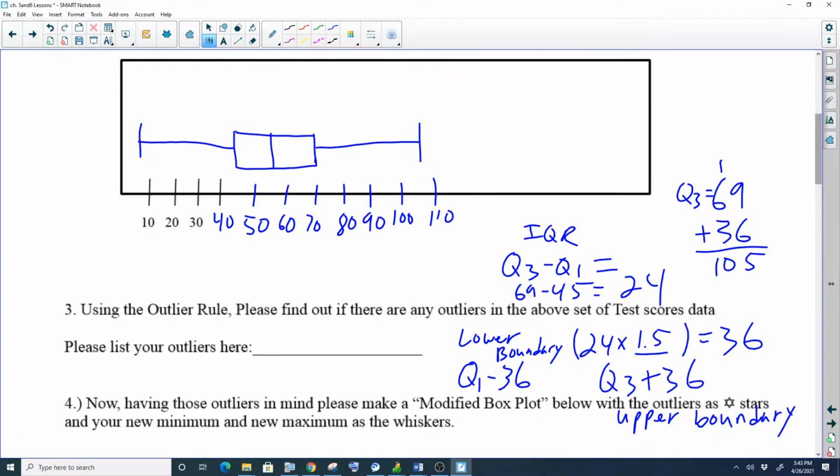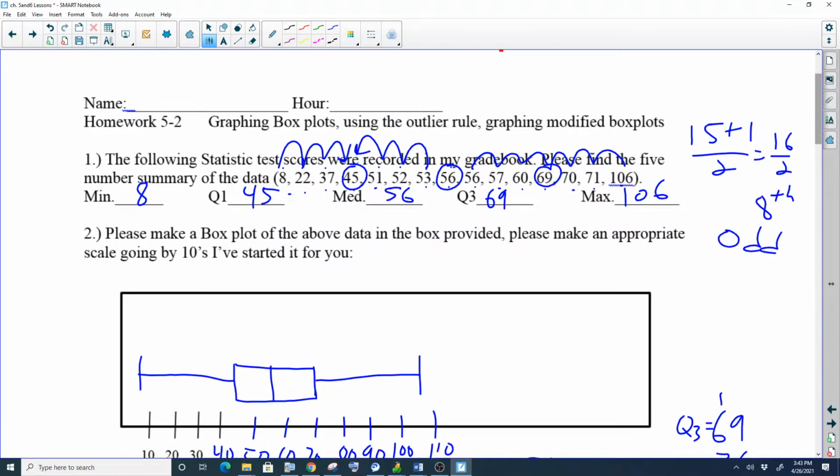And since 105 is an upper boundary, it's actually going to slice off right there at 105. And that is going to make 106 an outlier. Whoa! So we definitely have an upper outlier. So the maximum is not the maximum anymore. It's called an outlier.